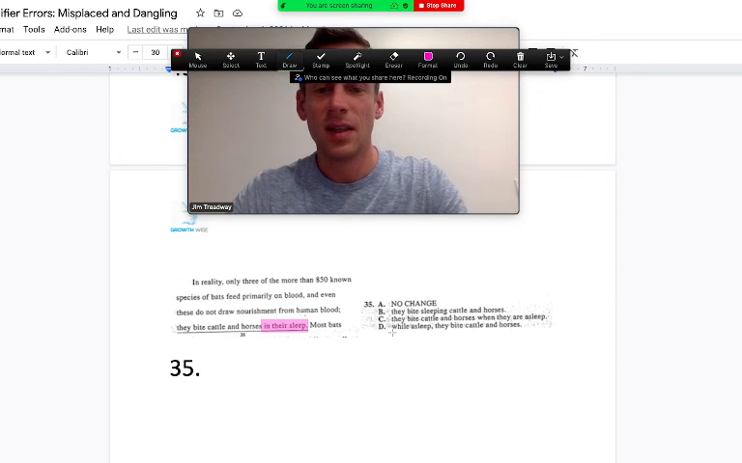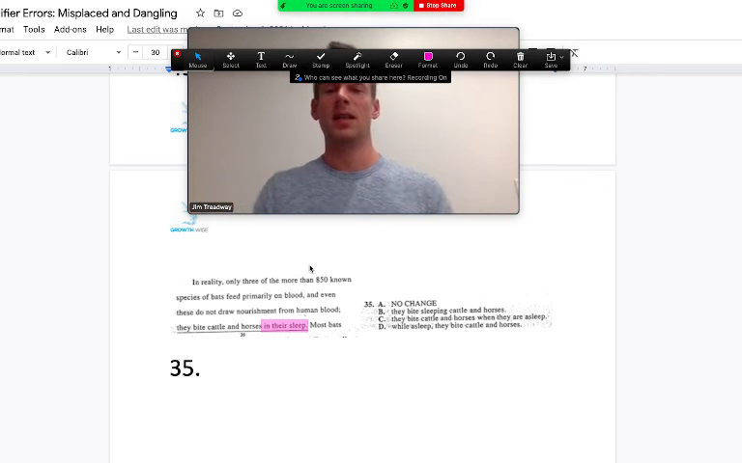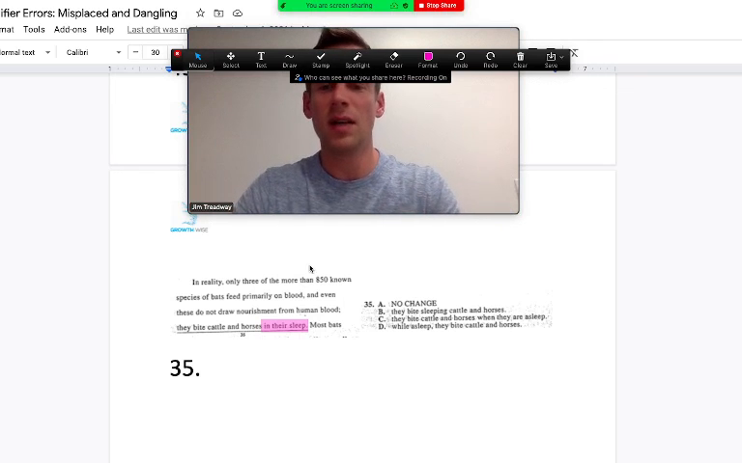So that is sort of a subtle misplaced modifiers question. And so yeah, it just comes back to that principle: a modifier has to go next to what it modifies.